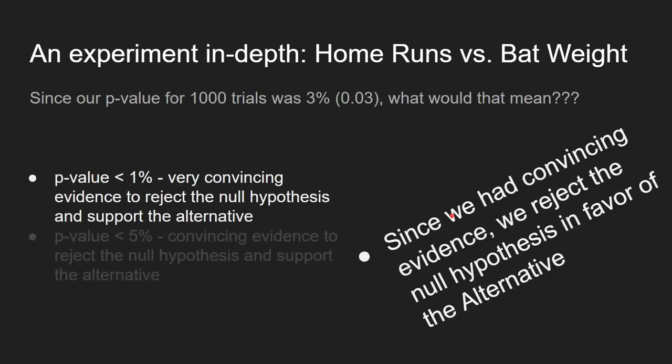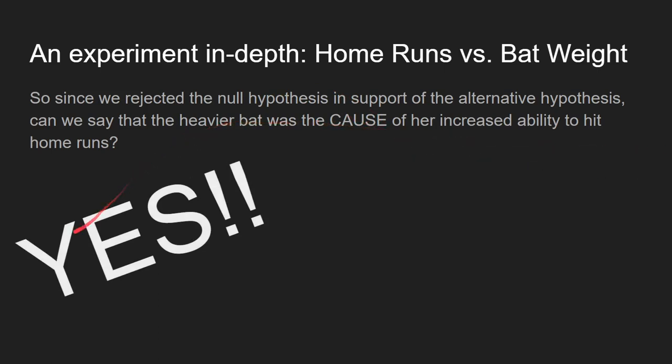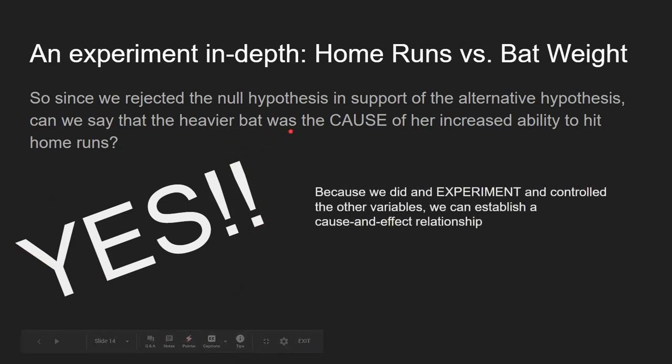Okay? So now, what does that mean? Can we say that the heavier bat was the cause of her increased ability to hit home runs, or is it just sort of a coincidence? Is it just a correlation or some sort of association that we can make between heavier bats and home runs? Well, in this case, because it's an experiment where we controlled for a bunch of variables, we can say that yes, it was the cause of her increased ability to hit home runs. Her actual ability went up, and it was caused by that heavier bat.